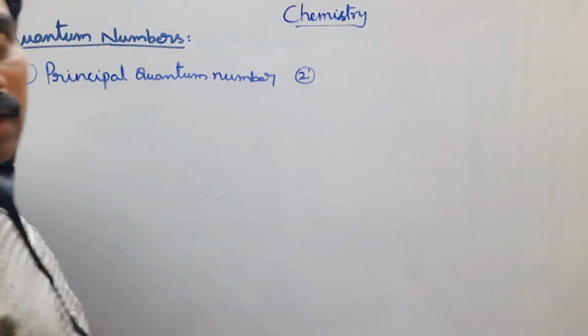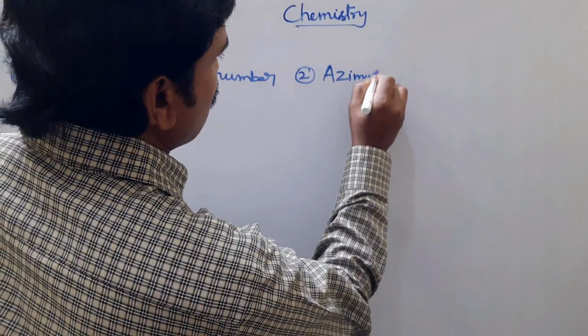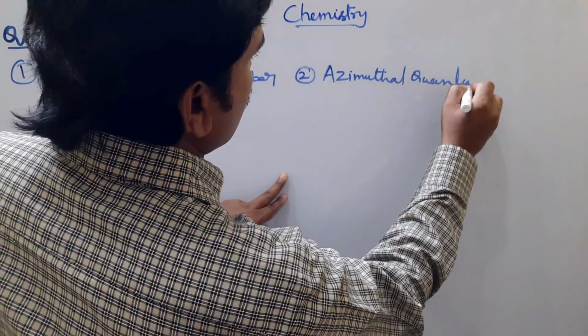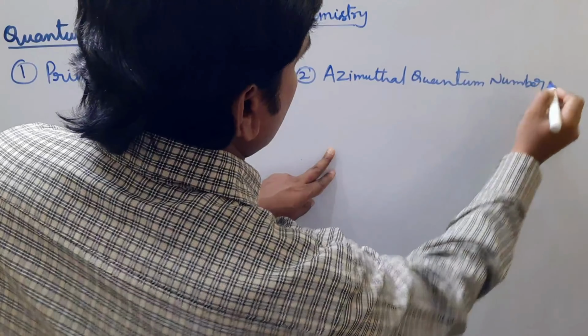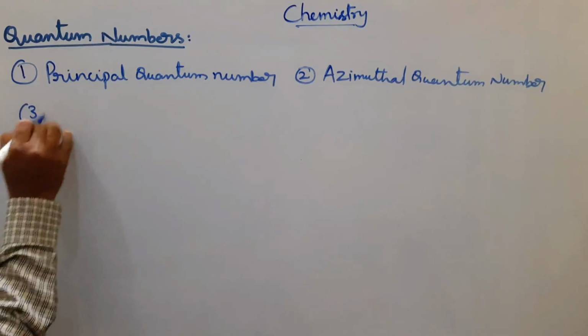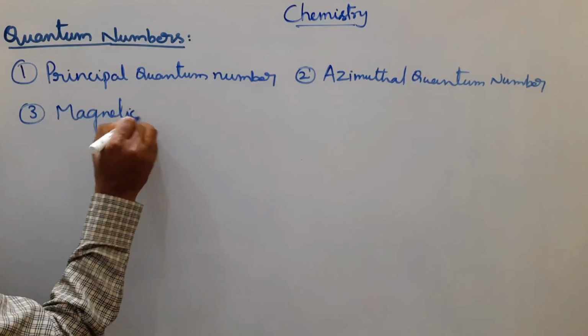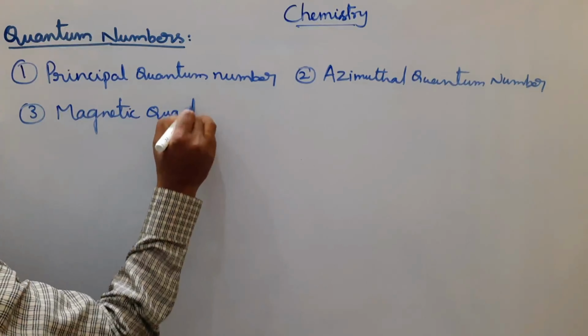Second one, azimuthal quantum number. Third one, magnetic quantum number. And fourth one, spin quantum number.